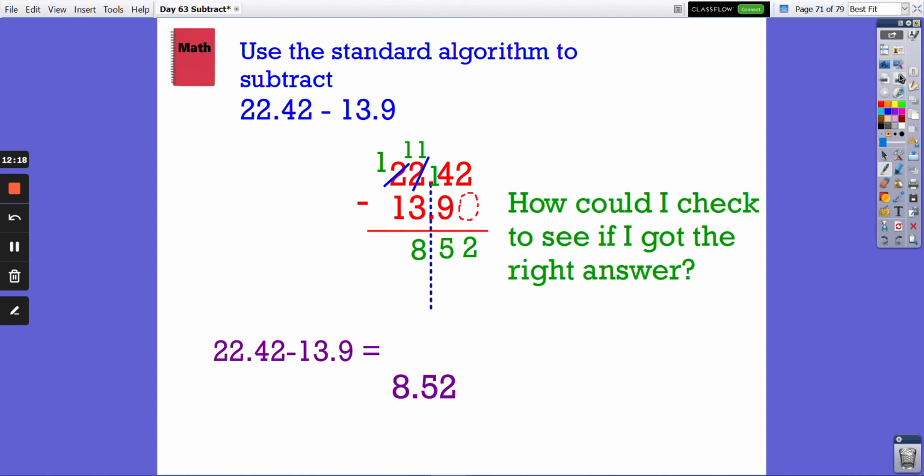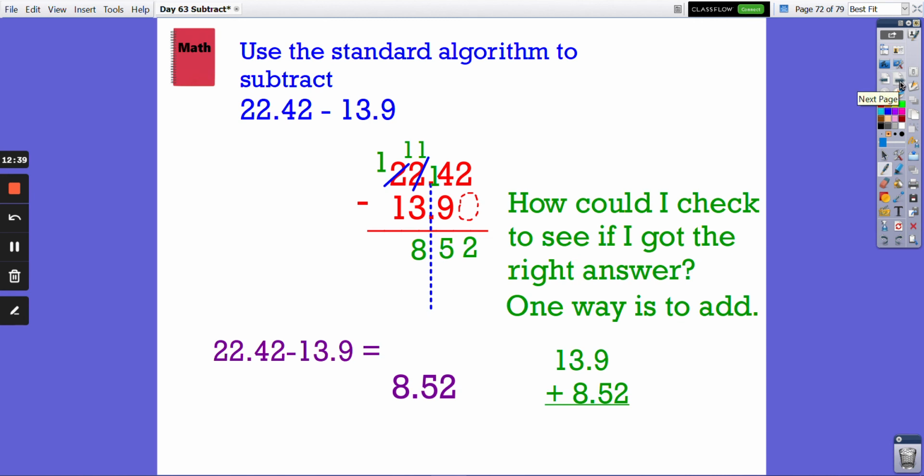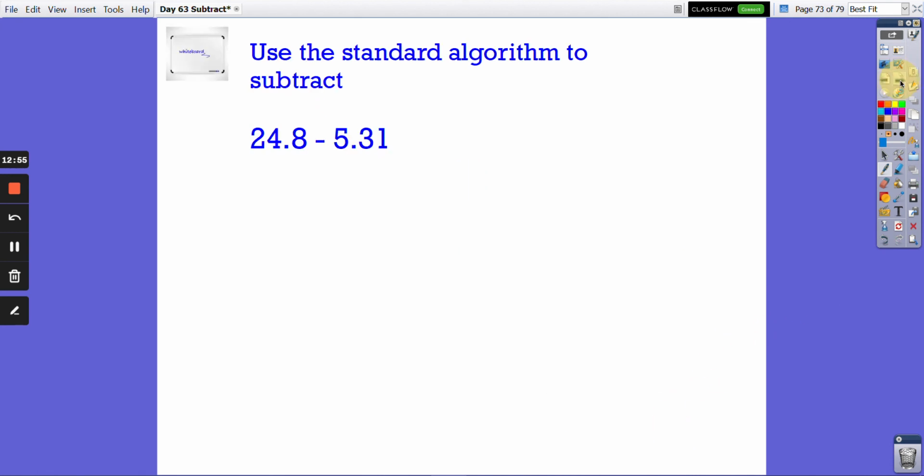How could I check to see if I got the right answer? Well, subtraction and addition are inverse operations, so we could always take our difference and add it to this 13 and 9 tenths, and if we did our math correctly, we would end up with this 22 and 42 hundredths. Okay, so one way to add, we line up that decimal, and we get our 22 and 42 hundredths. Our answer of 8 and 52 hundredths, this is still our answer, is correct because we checked our work.